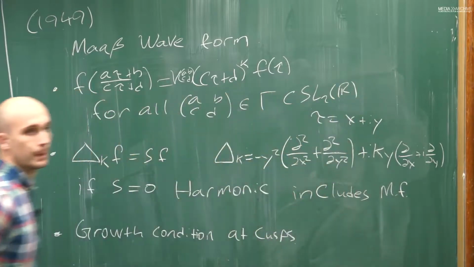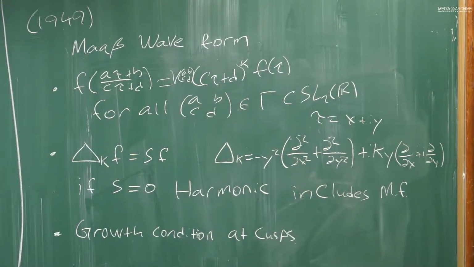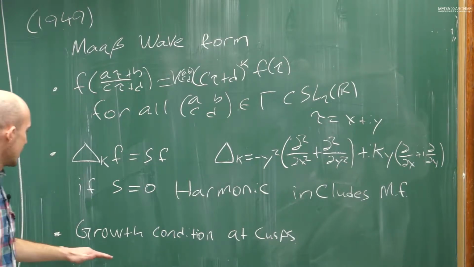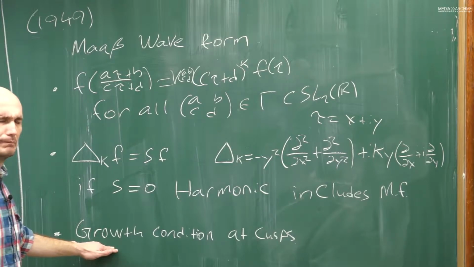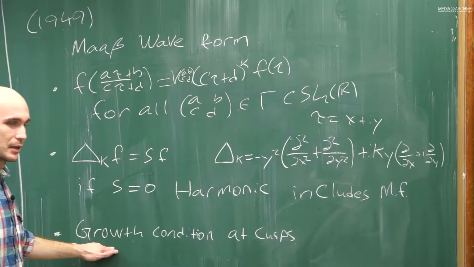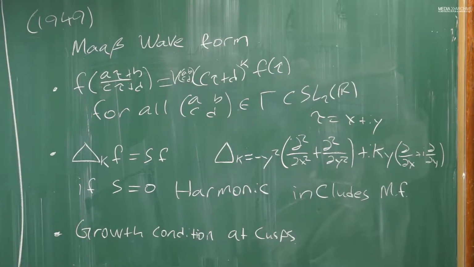For the growth condition, is there a standard choice? Yes, so his original choice was that it should have at most polynomial growth at the cusps as y goes to infinity. For a Maass cusp form, it should vanish as you go to the cusps.